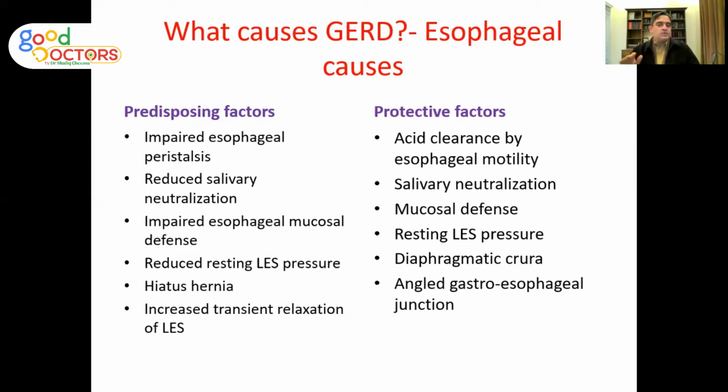One is an incompetent lower esophageal sphincter. Another is hiatus hernia. And obviously, the third common responsible factor is increased transient relaxation of the lower esophageal sphincter. We'll take 2 minutes to just discuss these important etiological factors in GERD.